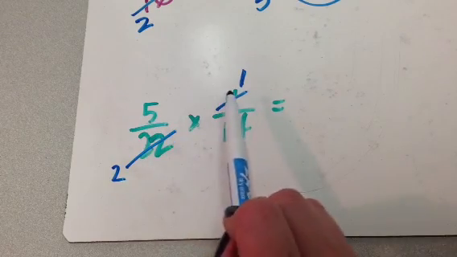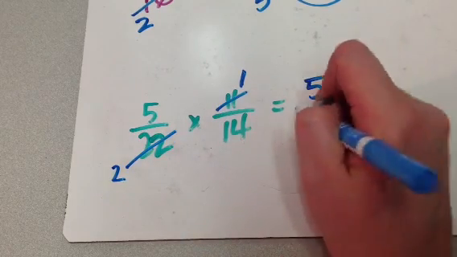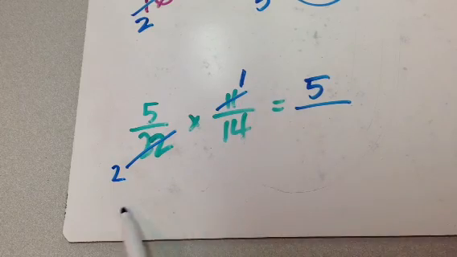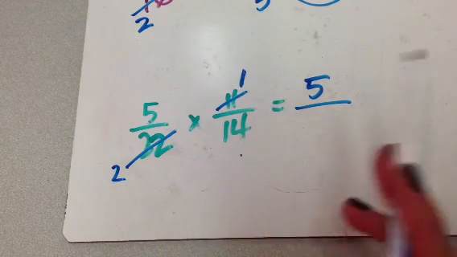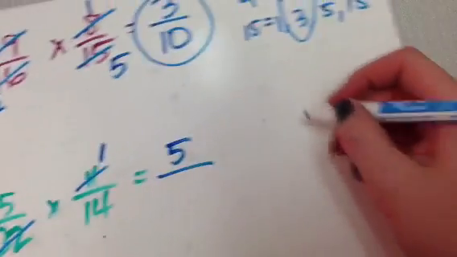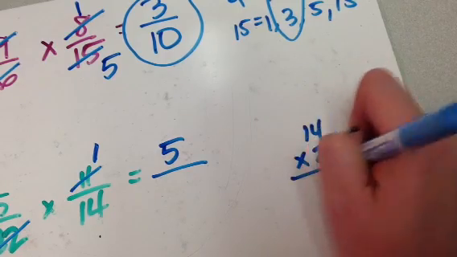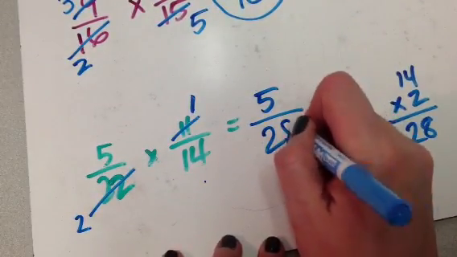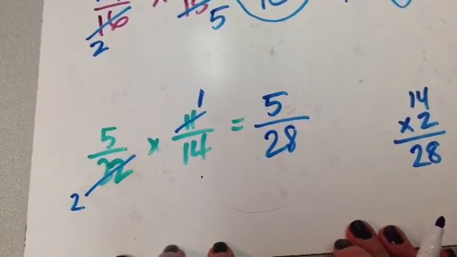Okay, so 5 times 1 is 5. So I'm going to multiply the number that's there times the new one that I created. 2 times 14. I think I know it, but let's just make sure. 28. My new denominator is going to be 28.